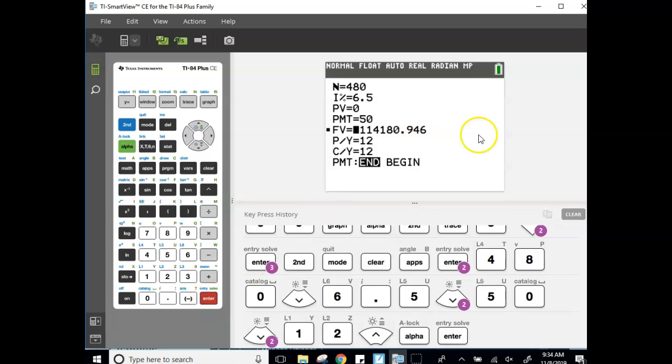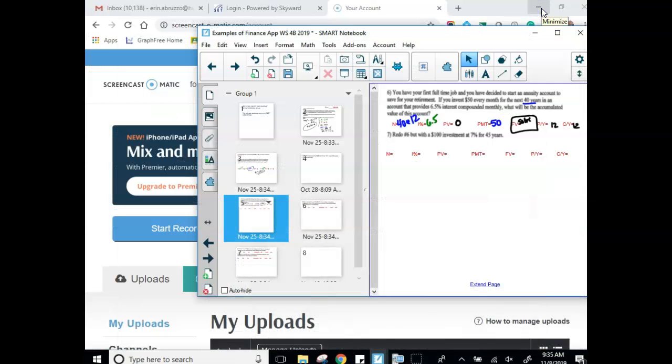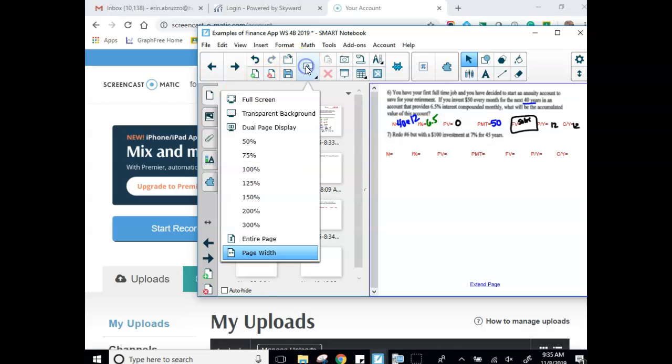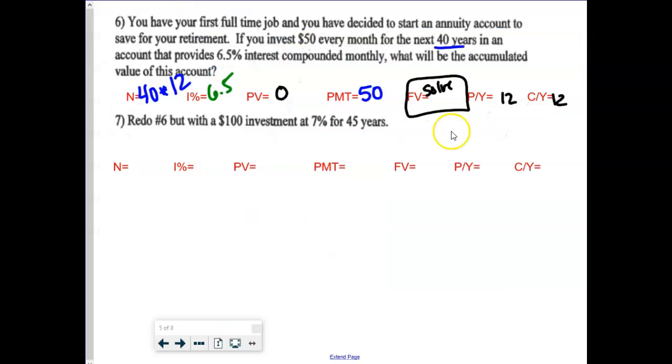What does that say? 114,000? Yeah. I was hoping that was a decimal misplacement, but it's not. I know it said negative, but that's because they're going to pay it out to him. He is going to accumulate 114,000. What's the rest of it? What's the dollars here? $180.95. Thank you.